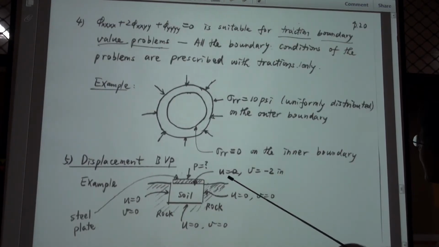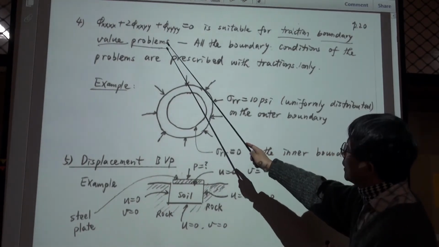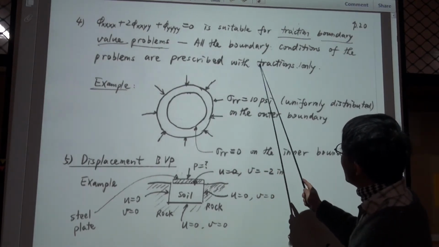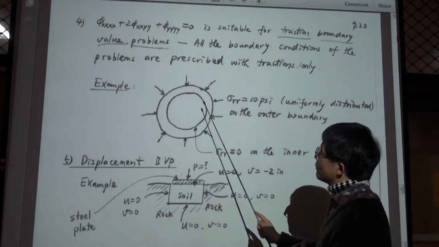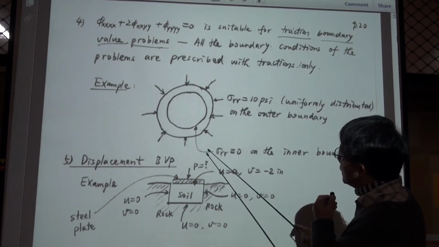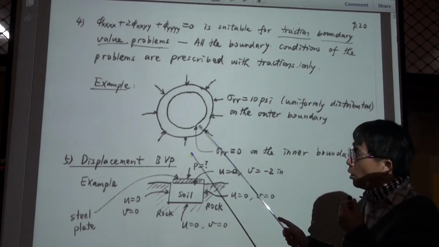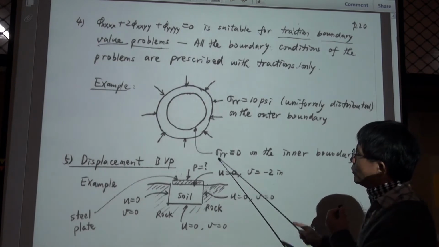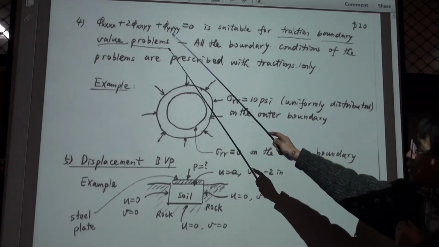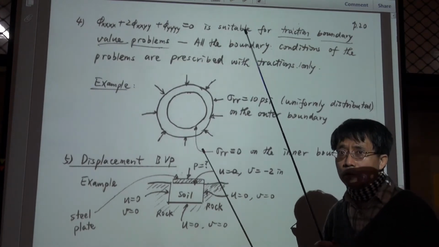The fourth remark is this. This equation is only suitable for the traction boundary value problem. What do you mean? It means that all the boundary conditions should be described by traction. For example, if you have a ring like this, on the outer surface you have some traction, and on the inner surface you have traction too. There's no displacement described on the surface. See, all tractions on the surfaces. So this is the traction boundary value problem, and for such kind of problem, this equation is very convenient to apply.